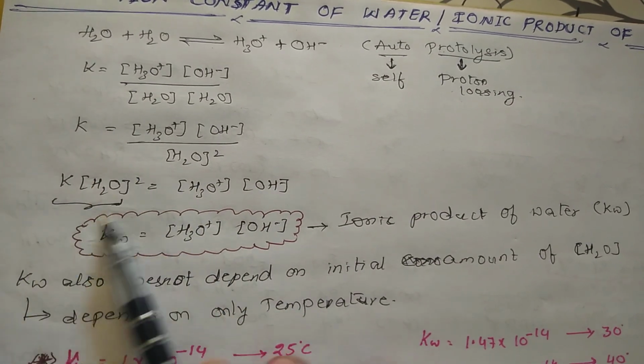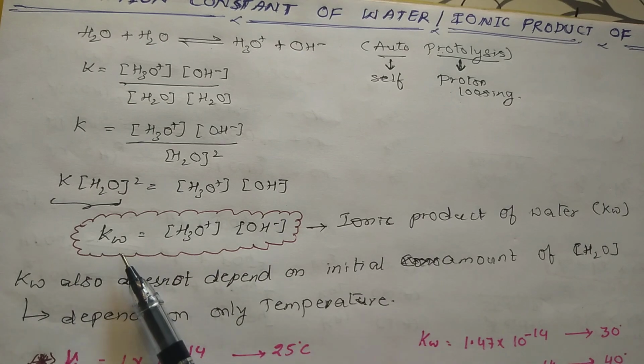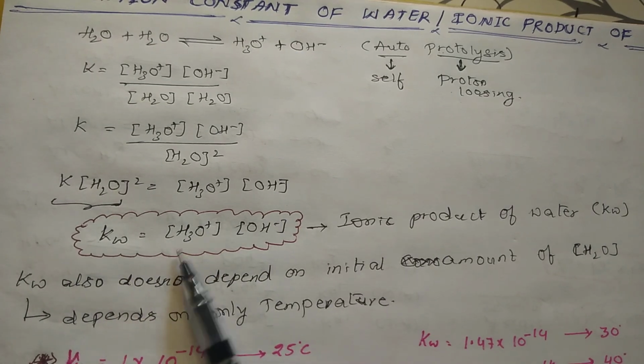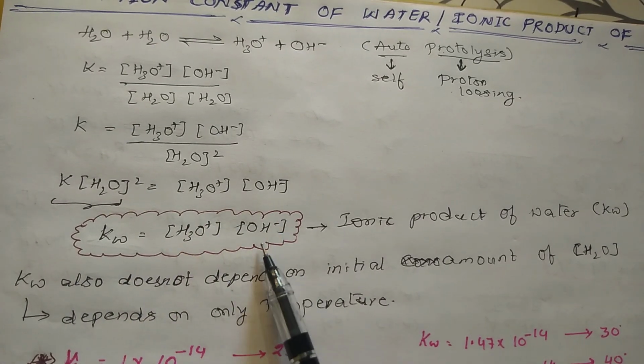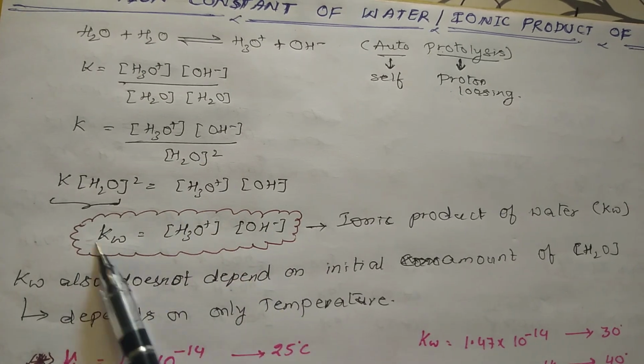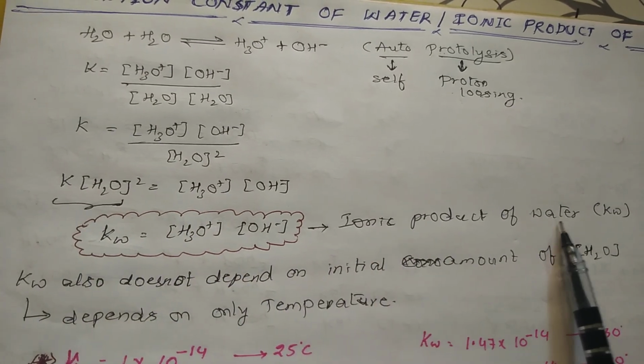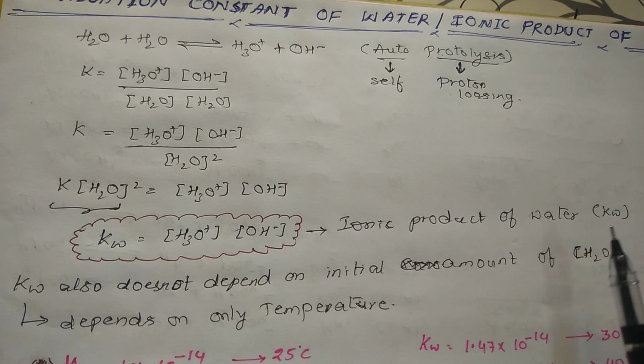So this entire thing, K into H2O whole square, is called Kw. And it is equal to H3O plus into OH minus. And this Kw is called the ionic product of water. What is meant by ionic product?